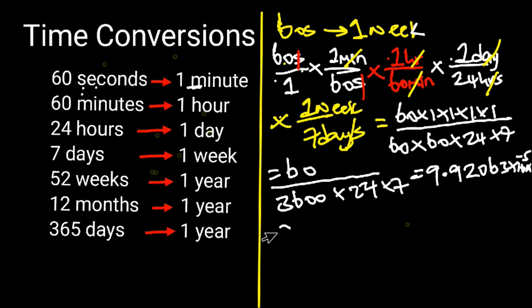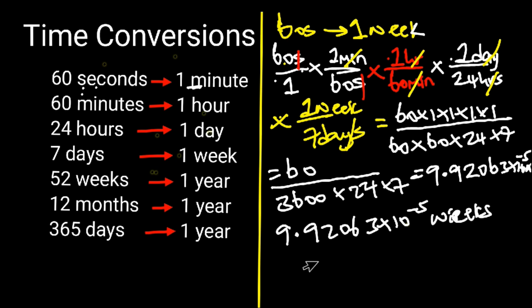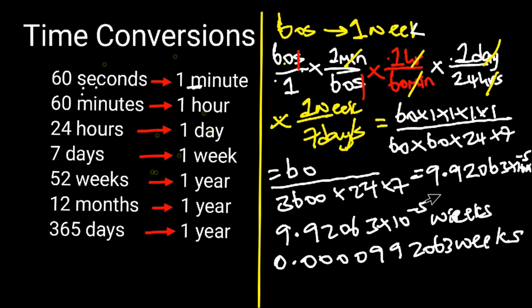Alright, let me write it clear here. 9.92063 times 10 raised to power -5 weeks. So what it means is that 60 seconds is equal to 9.92063 times 10 raised to power -5 weeks, or 0.0000992063 weeks. So this is how to convert seconds to weeks.